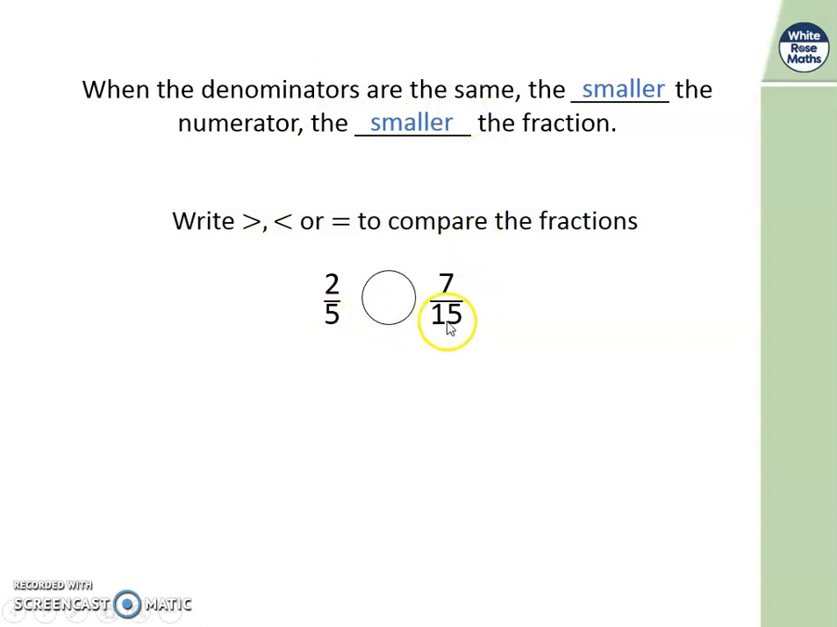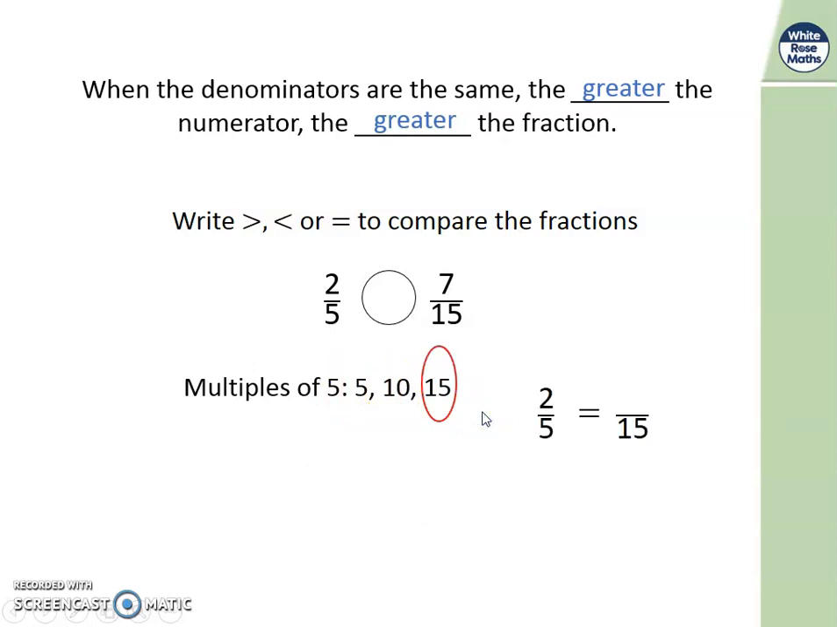Well, I won't be able to change this to 5ths because that won't divide by 3. But I could change this into 15ths. What would I do to 5 to make it into 15ths? I'm going to think of my multiples of 5, 10, 15. How many times did it fit in? 1, 2, 3 times. So to change it into 15ths, I'm going to multiply by 3. And whatever we do to the denominator, we do to the numerator. 2 times 3 is 6.